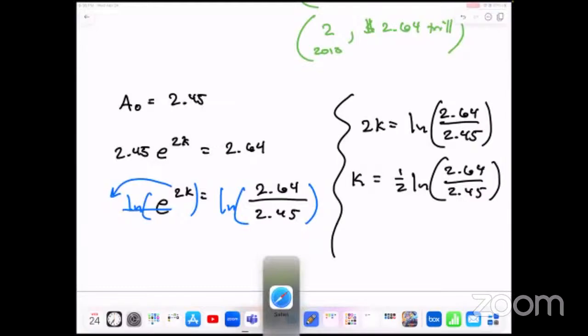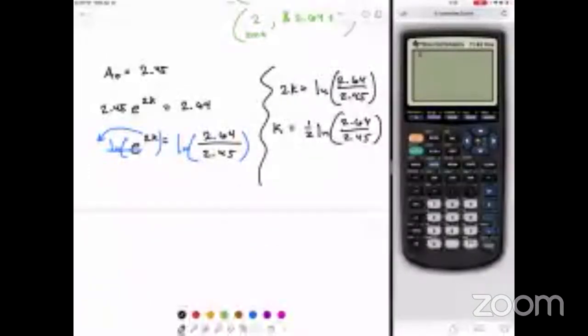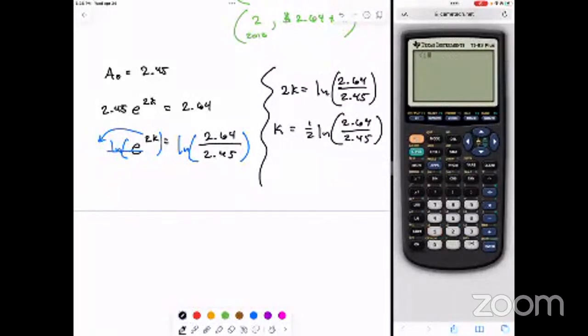So first I'd like my calculator. Okay, all right. So let's clear. Let's do 1/2 times the natural log of 2.64 over 2.45. Okay. So our growth rate, it says 6 decimal places.